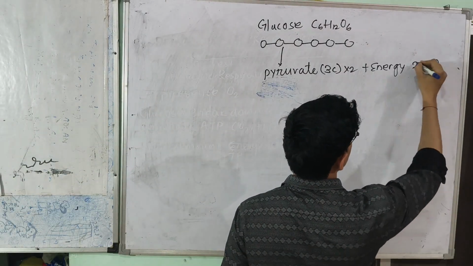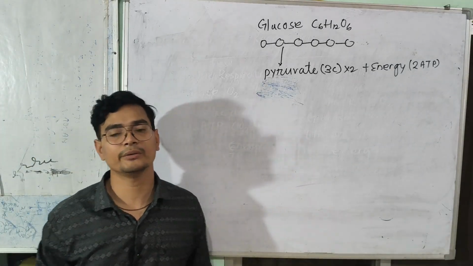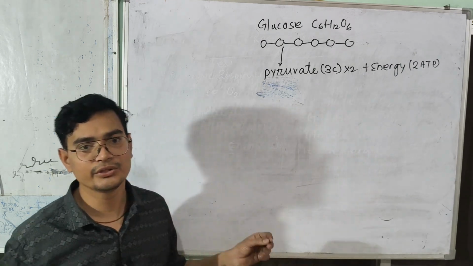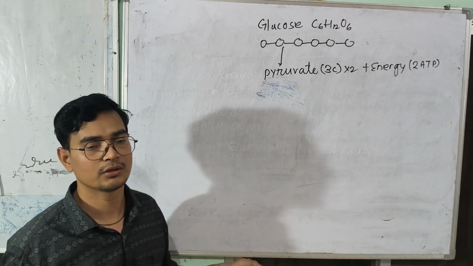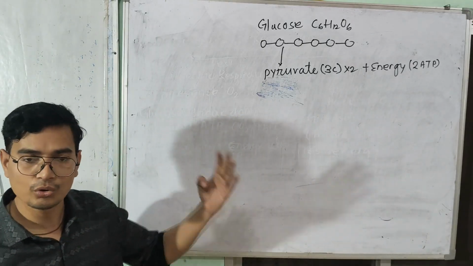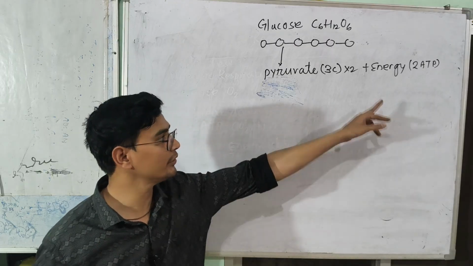Actually, from the breakdown of one glucose molecule we get 4 ATP, but in the preparatory stage we use 2 molecules. So we get 4 molecules of ATP, but the net is 2 ATP.